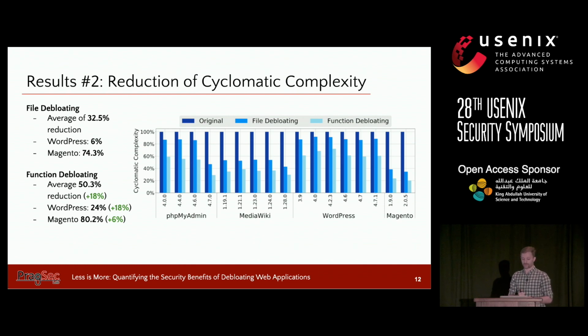Again, we see that for WordPress, its cyclomatic complexity is reduced only by 6%. And if you look closer at the source code of WordPress, you realize that the architecture is kind of different for WordPress. They use these big, fat PHP files. For example, you have a post.php file that handles everything that WordPress has to do with posts.